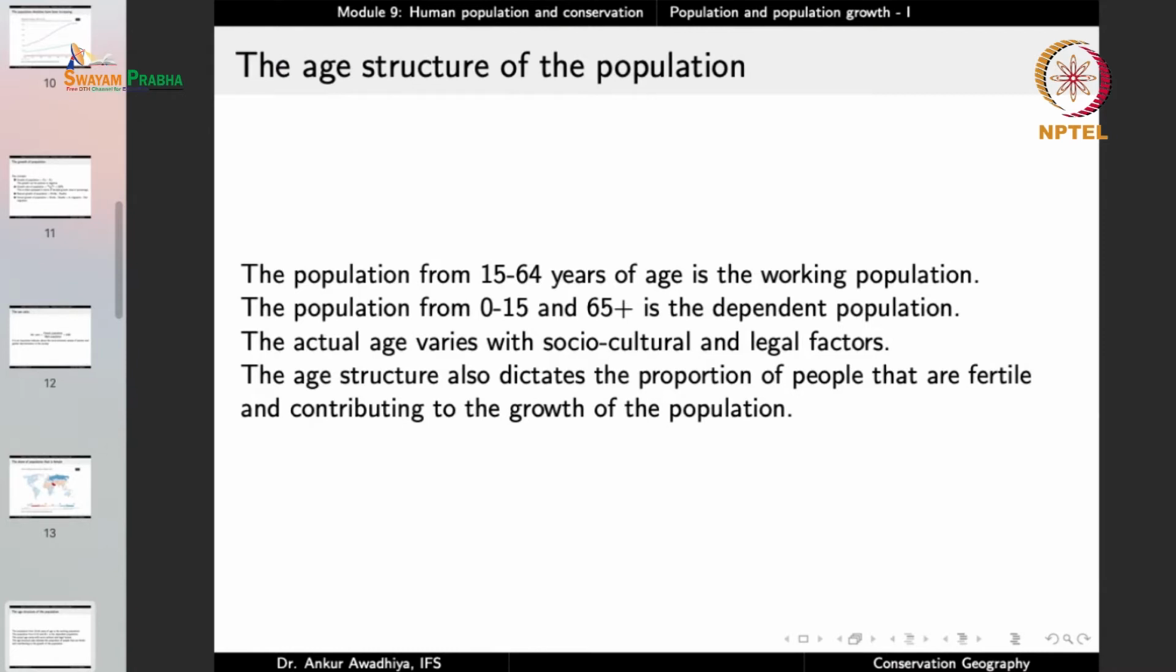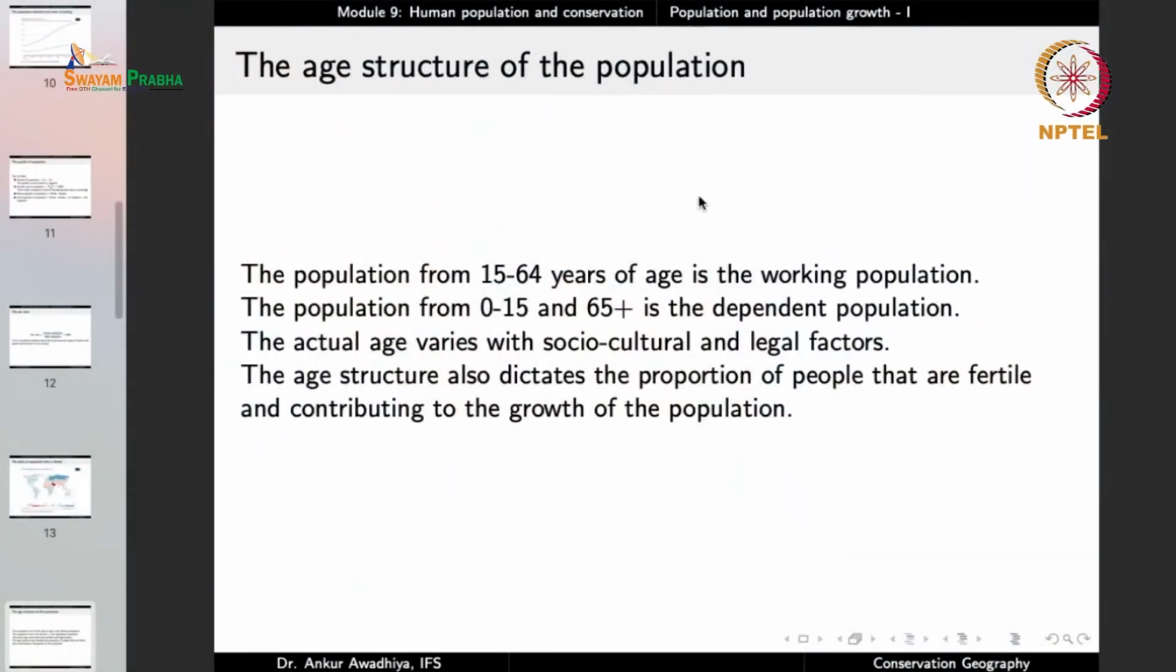Another factor that governs the population structure is the age structure of the population. So if you look at people, how many people are children, how many are young adults, how many are very old, that is an indication of the age structure of the population. And it is important because the population from around 15 to 64 years of age is the working population. Because people typically enter into the workforce, they are no longer children, and at the same time they are not old enough to stop working. So this is the working population.